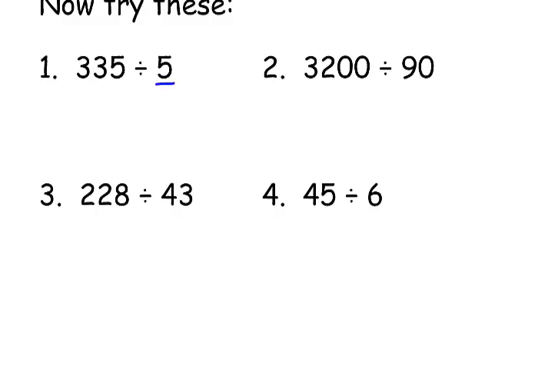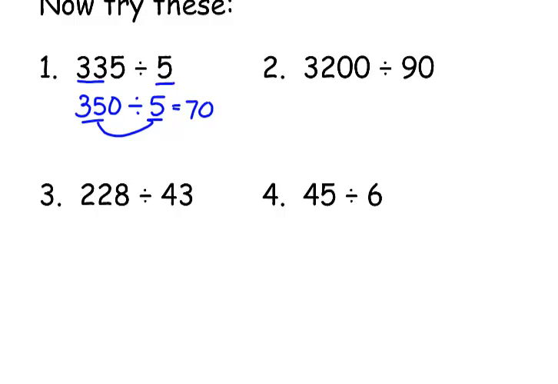Let's try number 1. I can divide by 5 in my head, so I'm going to change the 33 to 35. It's the closest multiple of 5. And I think 35 divided by 5 is 7, and bring that extra 0 over.